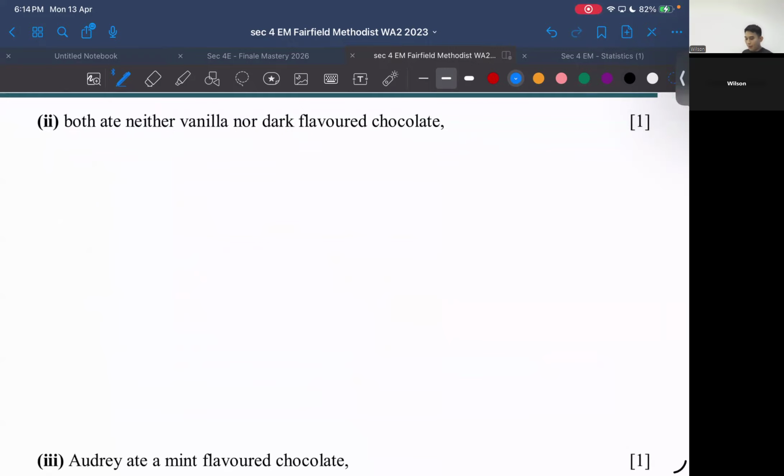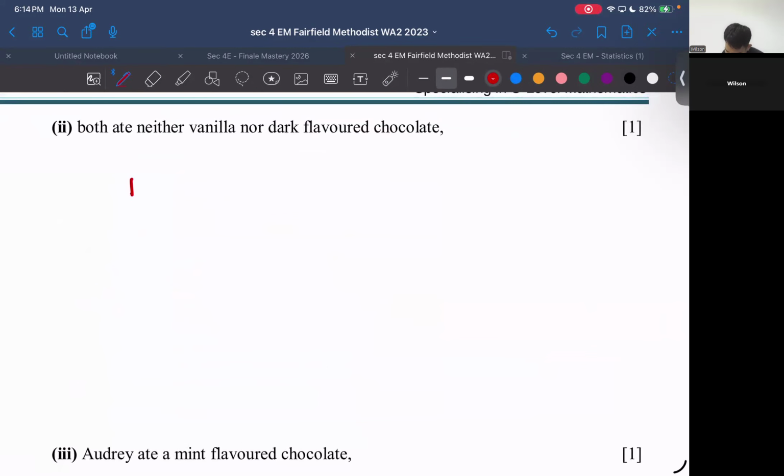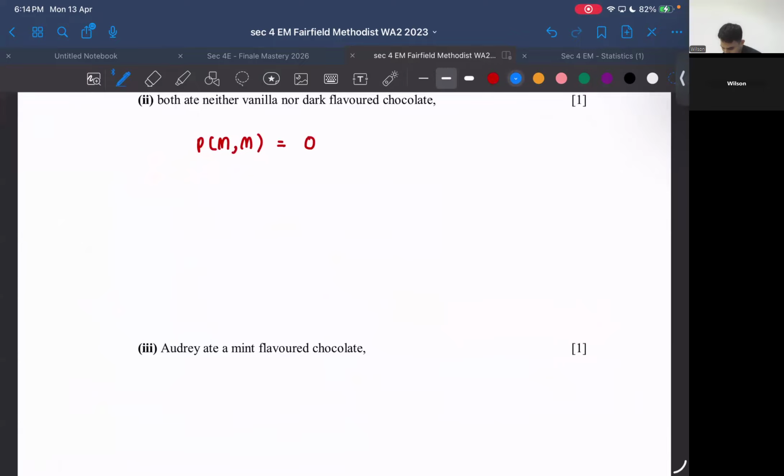Now, do we want to find a probability that both ate neither vanilla nor dark flavored chocolate? So what does that mean? So what do they eat? If they ate neither, huh? Yes, thank you very much. So we want to find a probability of them eating mint and mint over here, which equals 0. Thank you very much. Okay, mint and mint over here is 0.